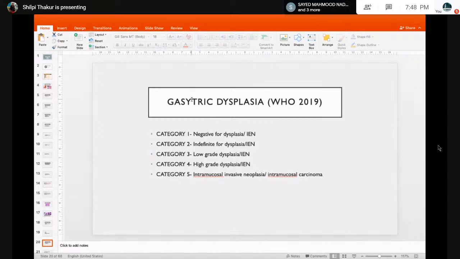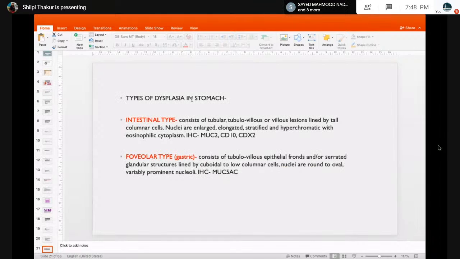So in a small biopsy, when we see this dysplastic epithelium, how are we going to report it? Category 1 is negative for dysplasia, where we are not seeing any kind of dysplasia or it is just inflammatory. Category 2 is indefinite for dysplasia. What does indefinite for dysplasia mean? I'll explain it later. Then category 3 is low grade, and category 4 is high grade dysplasia. Category 5 is intramucosal invasive neoplasia or intramucosal carcinoma. So this entity is also important to mention.